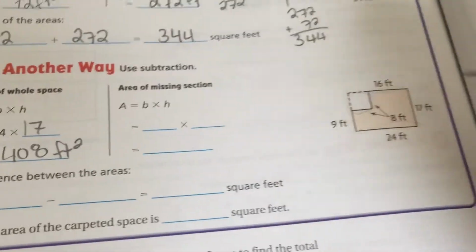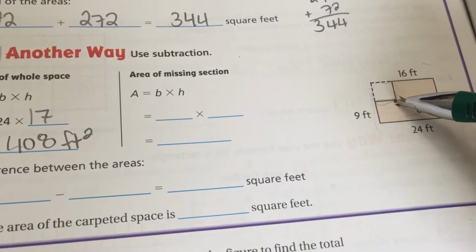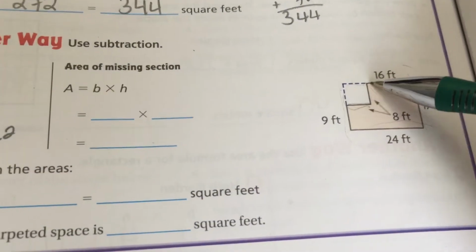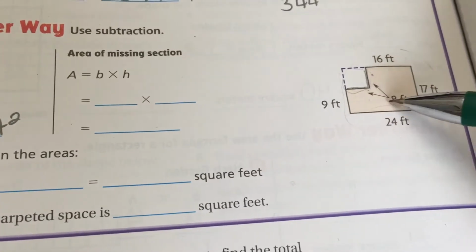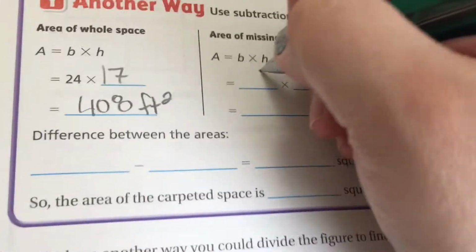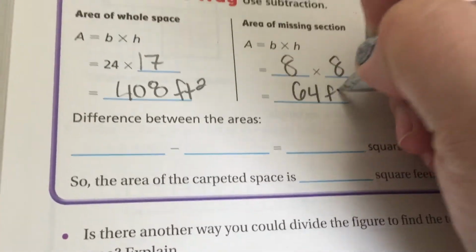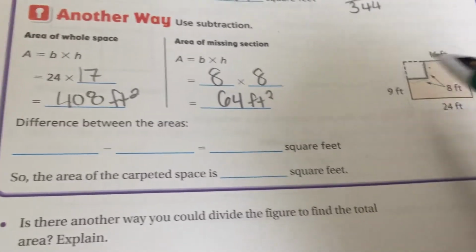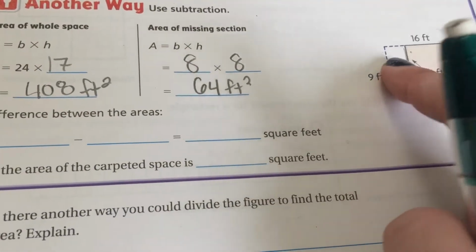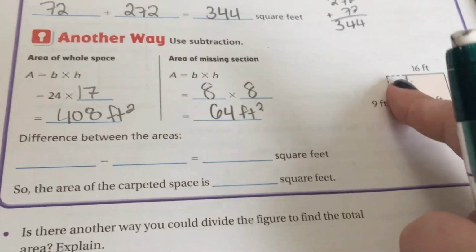And then the area of the missing section would be, we know one side length is 8. And then this height is also 8. So this is a whole square because it's 8 and 8 according to these arrows. So 8 times 8 is 64 feet squared. And then we're going to subtract. We're going to take the whole section, subtract out that missing square that's not really actually there, and that'll tell you how much area is left in the actual shaded spot.